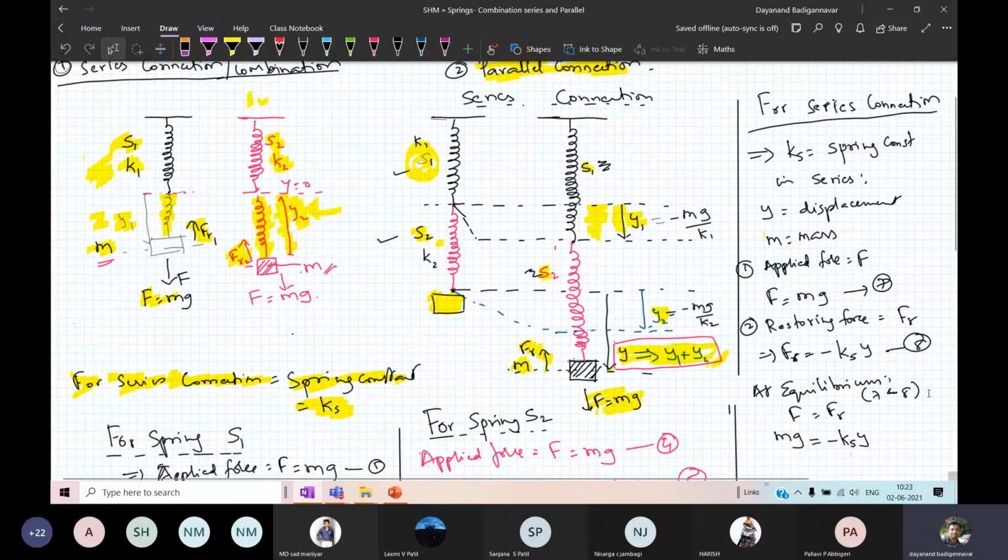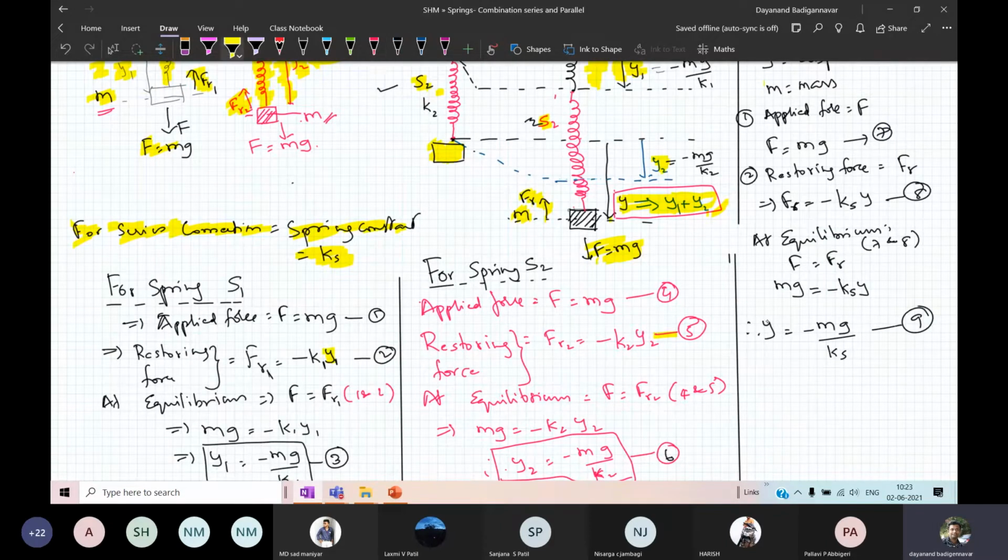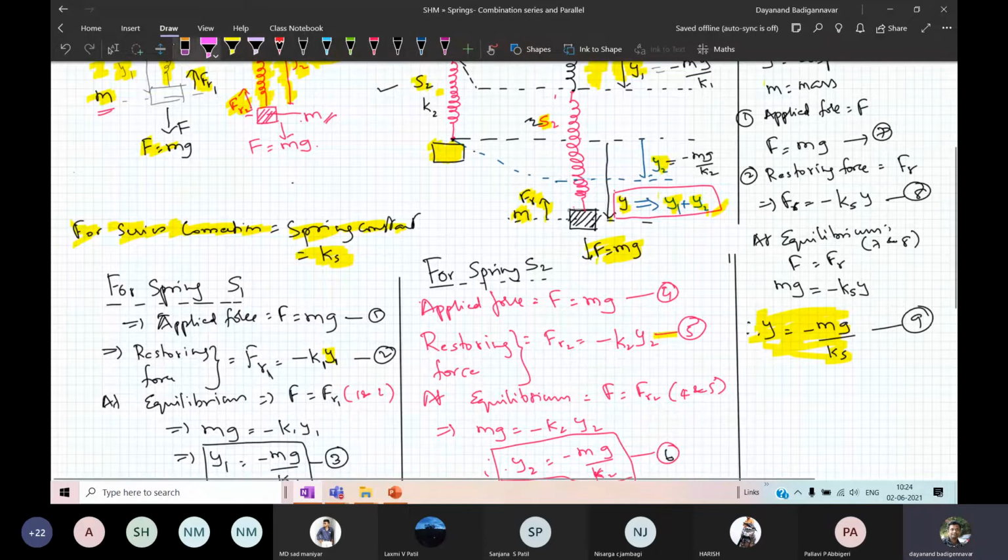Now rearrange it for Y. Therefore Y is equal to minus of M into G divided by Ks. I will take this as equation number 9. Now you highlight this equation. What I have done is I have evaluated the displacement Y when there is a series connection. Look at this Y.